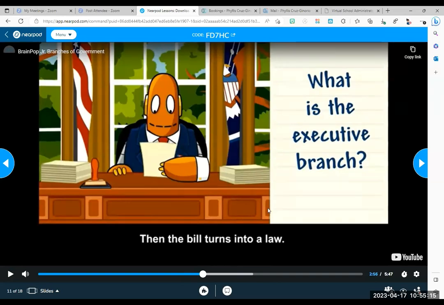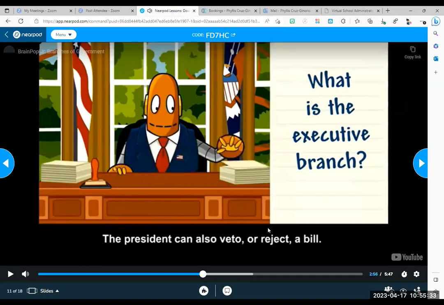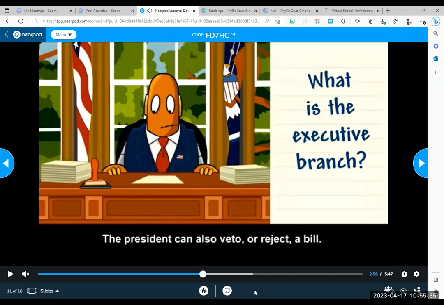So if you are given a choice and you don't like the choice, you can say, nope, I veto it. Ava? I wanted to say, can I go to the bathroom really quick? Oh, absolutely. You don't ever have to ask. Go for it. And the bill turns into a law. The President can also veto or reject a bill. Good work.